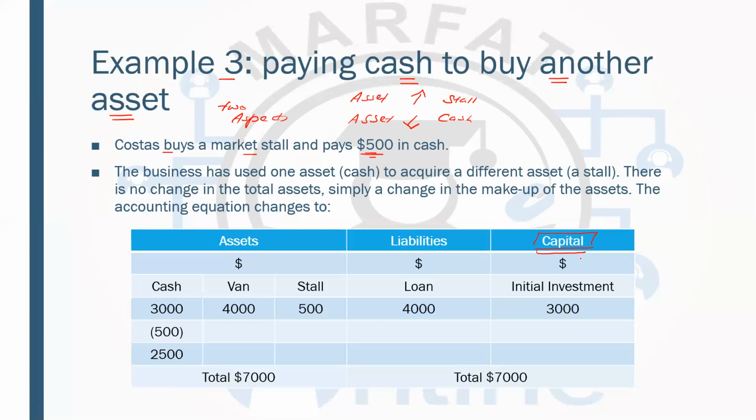If this had been written in the form of the owner of the business investing a further $500 to buy the asset, then in that case we would be putting that 500 in the capital because that is the further investment. But here there is no change in the capital because there is no investment. Similarly, there is no change in the liabilities because we are buying on cash rather than credit. So there will be an increase in the stall and a decrease in the cash. These are the two aspects.